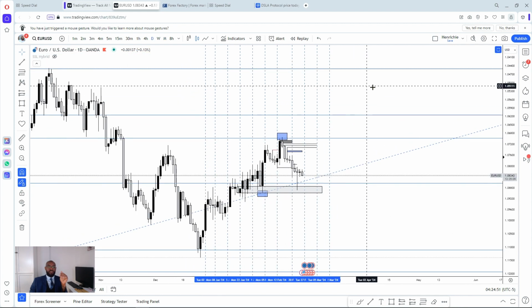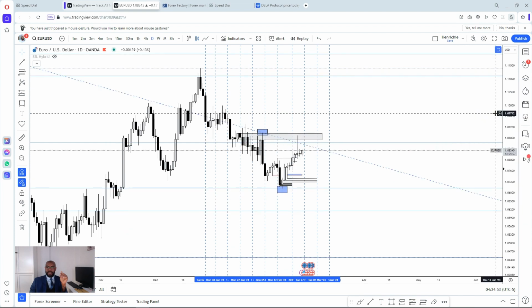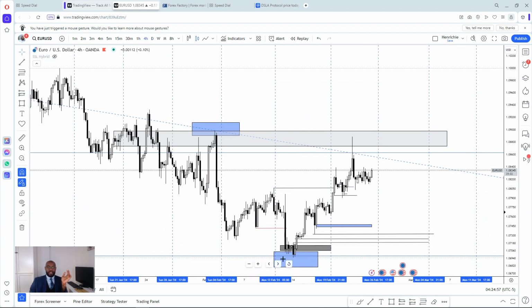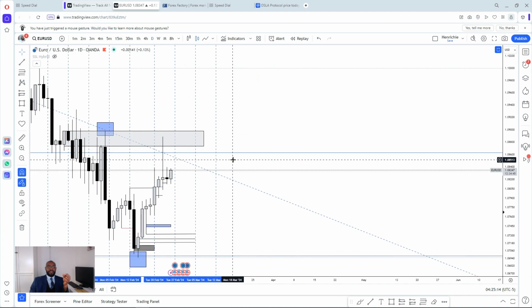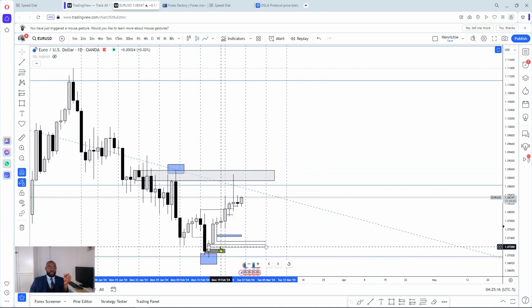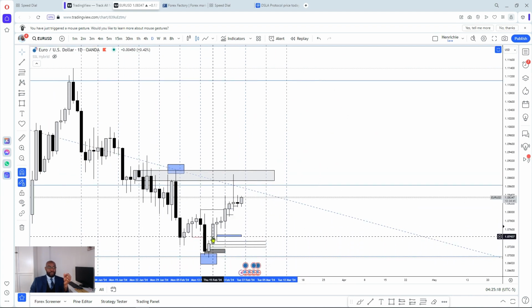Euro may not want to run a buy side liquidity, but a sell side liquidity, because right here is the overall sell side liquidity on the euro. But right here, we have a significant sell side liquidity on euro. This low right here is a 16-hour low, 8-hour low, 4-hour low. So price can literally want to run this low, and it also aligns with this daily liquidity right here.